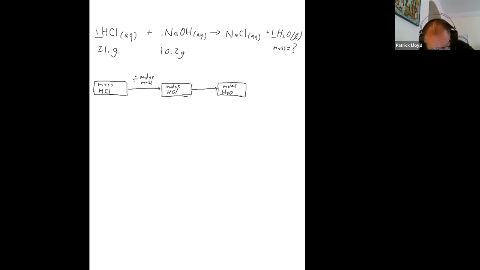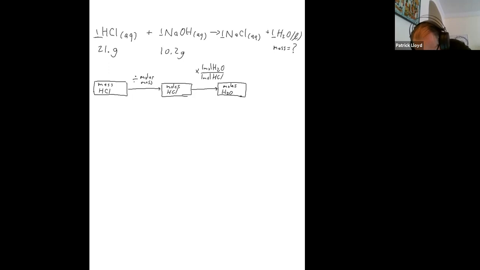I'm explicitly writing in the coefficients, right? If there's no number, it's a 1. So you multiply by 1 mole of H2O for every 1 mole of HCl, right? So you're using the balanced equation.